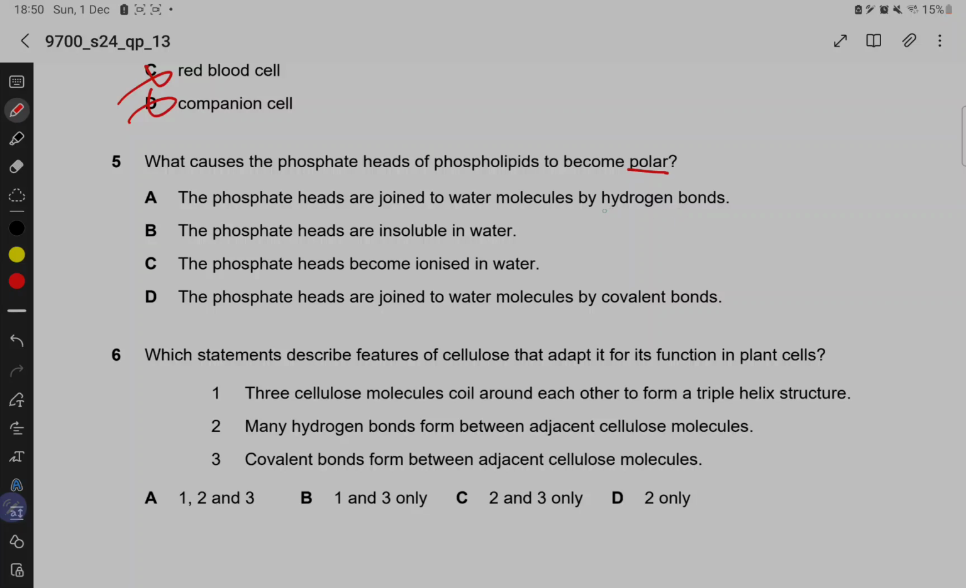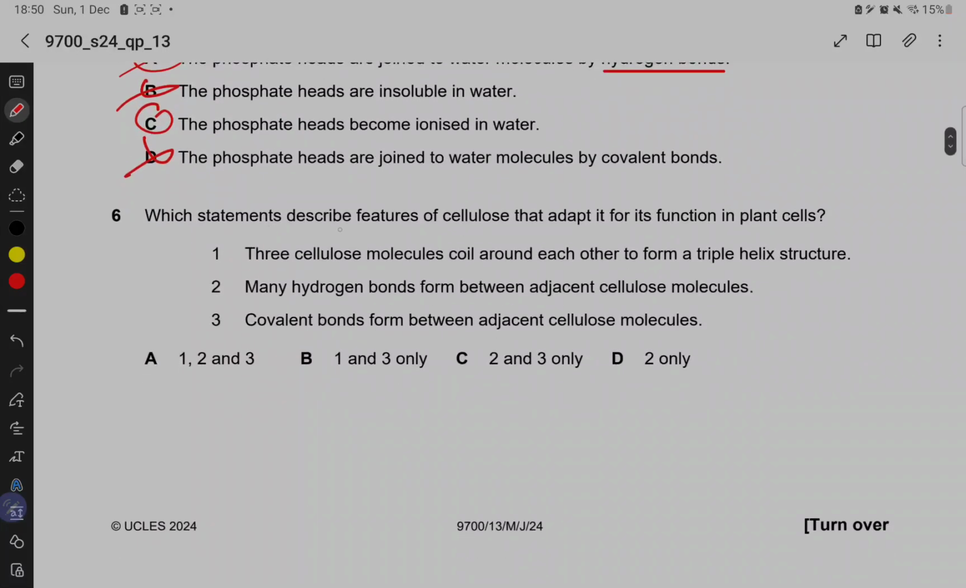What causes the phosphate head of phospholipids to become polar? Well, the ability to form hydrogen bonds is because they are polar, not to become polar. Insoluble in water is just wrong. And D is wrong, covalent bond is wrong. But yeah, the reason they are polar is because they are able to ionize. That's the definition of being polar. So it's C.